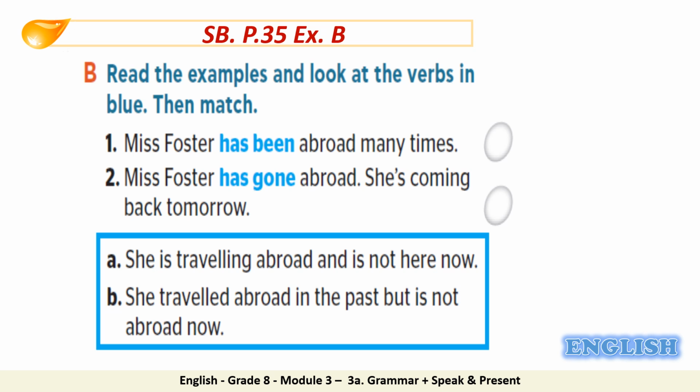Alright. 1. Miss Foster has been abroad many times. Do you think Miss Foster is still abroad? Or she's here right now? Excellent. Of course, she is not abroad, she is here. 2. Miss Foster has gone abroad, she is coming back tomorrow. That means she is still there, which is A. Good job, everyone.